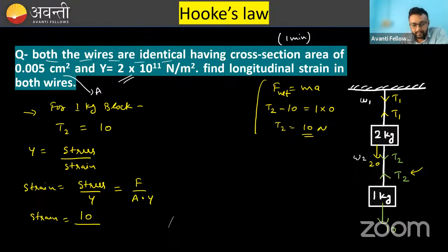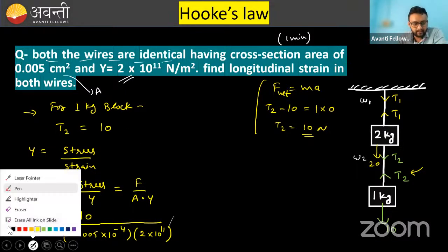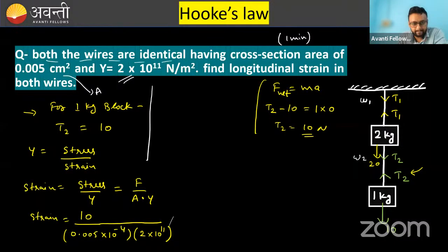0.005 centimeter square. 0.005 centimeter square will be converted to meter square by multiplying 10 to power minus 4. This is the area. And what is the value of Young modulus? Young modulus is 2 into 10 raised to power 11. Some of you might get confused with the long calculation, but this is not the case. Calculation is not that tough. It's quite easy actually. You can easily solve this.